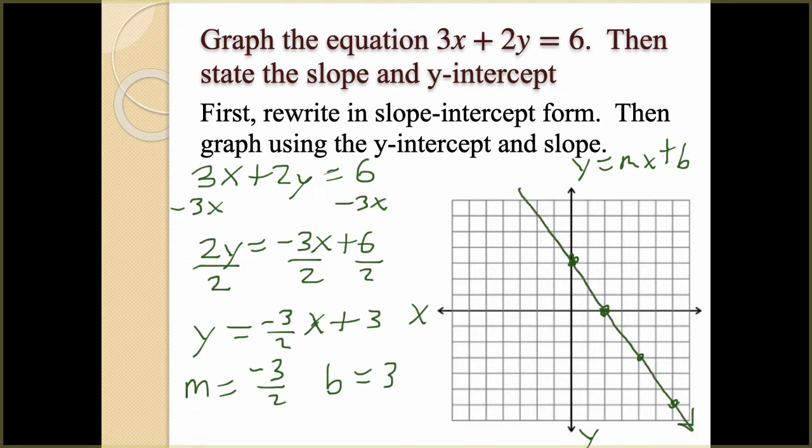And make sure when you draw your lines, you have arrows at the ends, because this will go on forever in both directions. We always put arrows on the ends when we have just a regular equation and not in a word problem. So that is my graph of 3x plus 2y equals 6. We rewrote it into slope-intercept form, used our slope and our intercept to graph it.